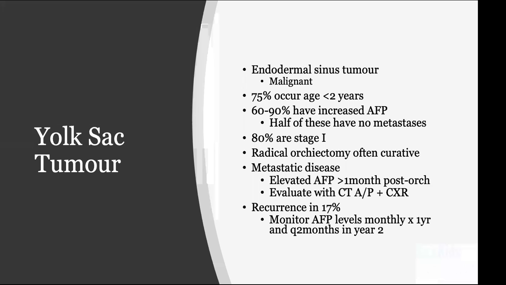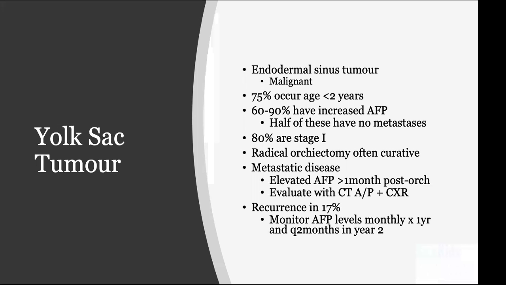So yolk sac tumors are a malignant tumor and were classically felt to be the most common pathology behind prepubertal testicular masses, although we saw that trend go away on more contemporary studies. These tumors are endodermal sinus tumors and occur most commonly in the first 2 years of life in about 75% of patients. The vast majority, about 60 to 90%, will have elevated AFP levels, but importantly, half of these patients with elevated AFP will not have metastases.